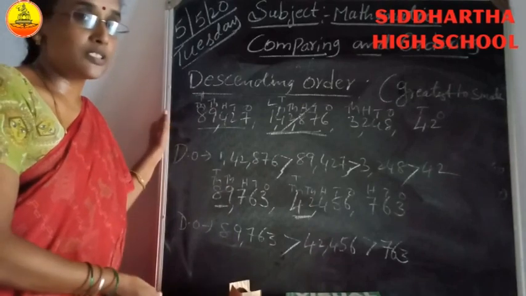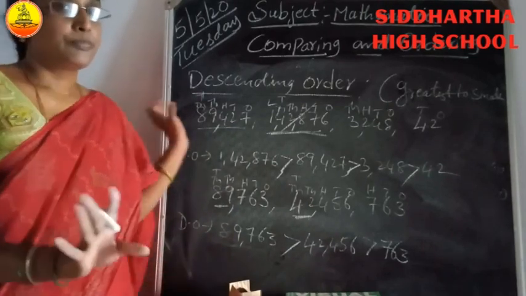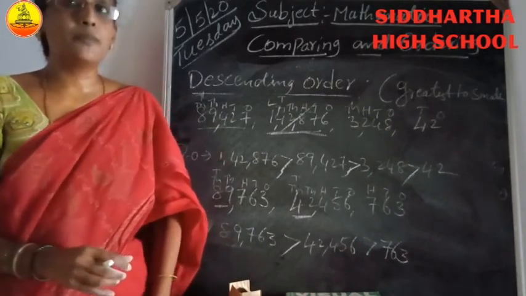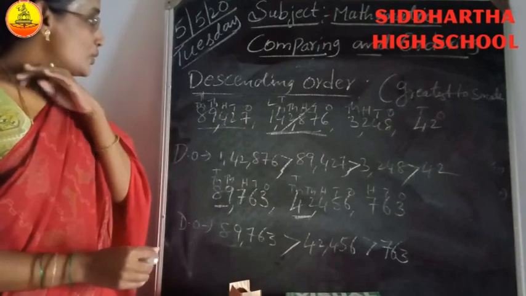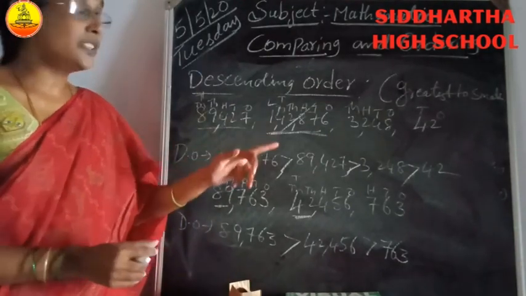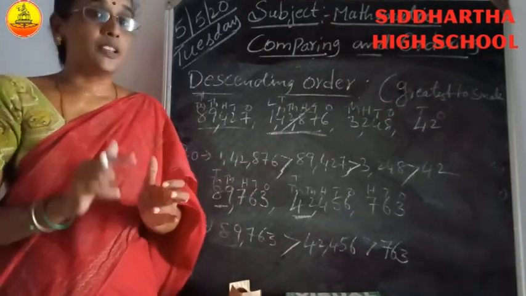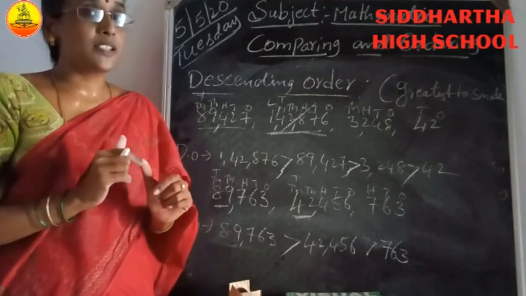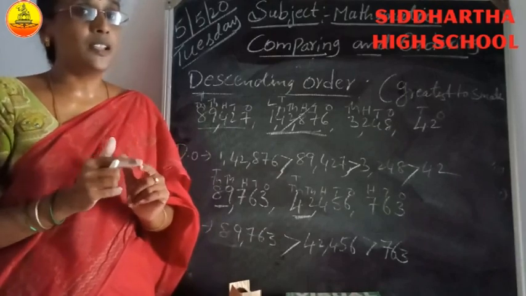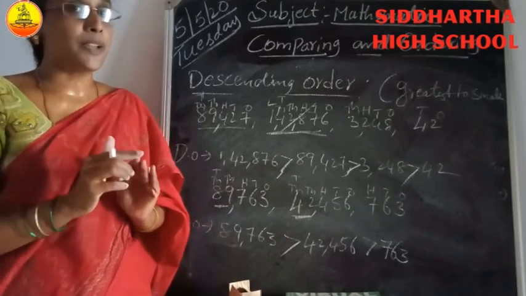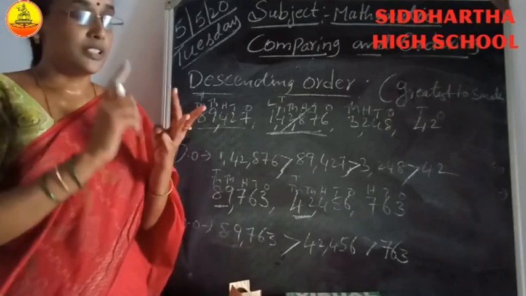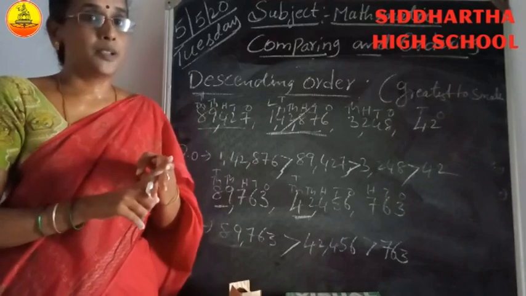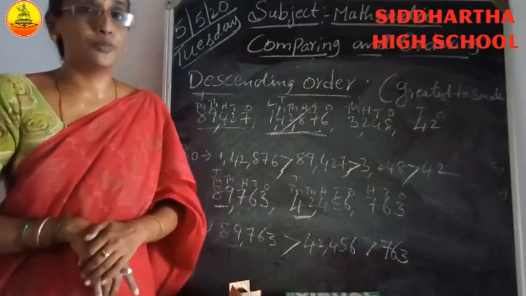Okay, children. Did you understand how to arrange the numbers in ascending and descending orders? Ascending order means arrange the numbers from the smallest to greatest. Descending order means arrange the numbers from the greatest to smallest. Ascending order is called increasing order and descending order is called decreasing order. By comparison, we have three symbols: one is less than, one is greater than, and one is equal to. Yes, children. Did you understand? Okay. Thank you. Have a nice day.